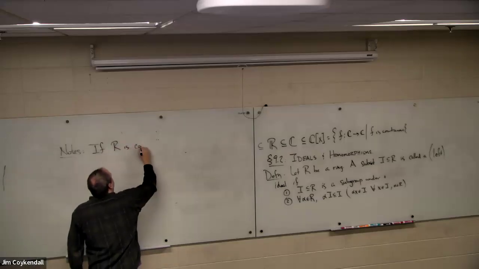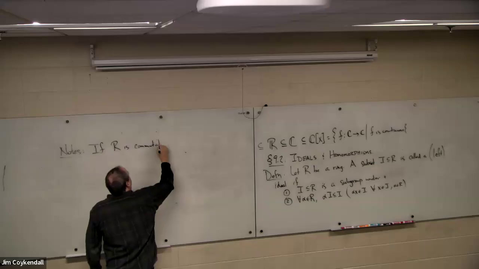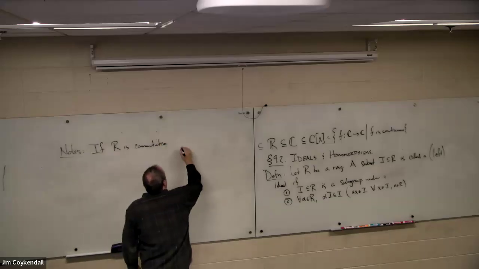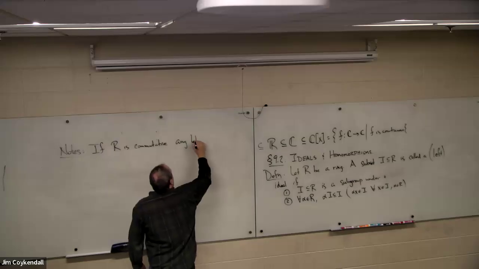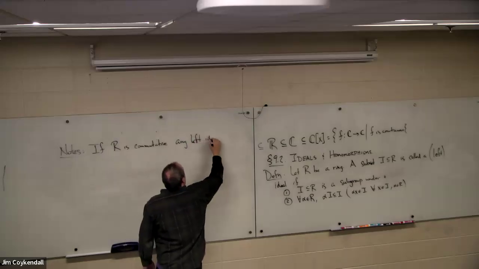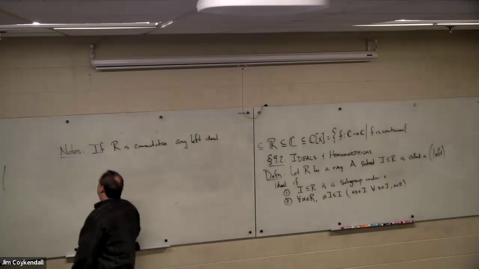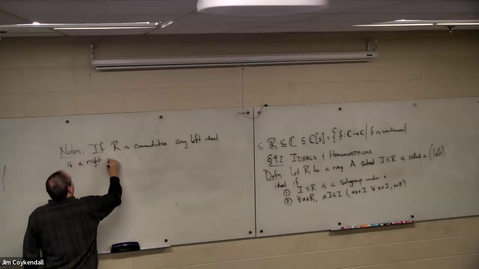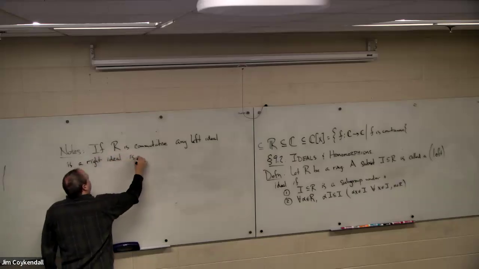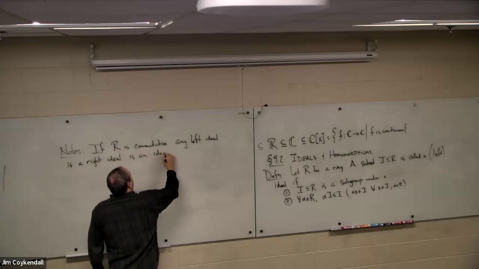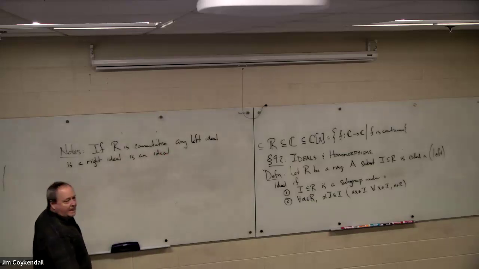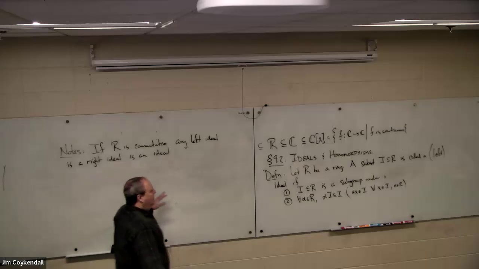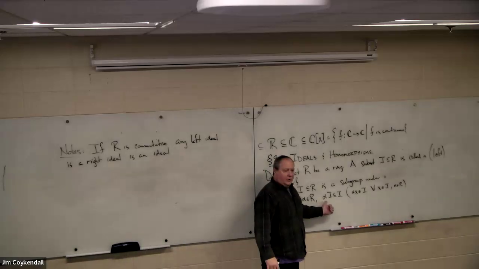R is commutative. A left ideal, the right ideal is an ideal. That's a rather complicated sentence structure there. Let me tell you what I mean. When I say a left ideal, it means it sucks in from the left. There's an analogous definition, a right ideal. It sucks in from the right.